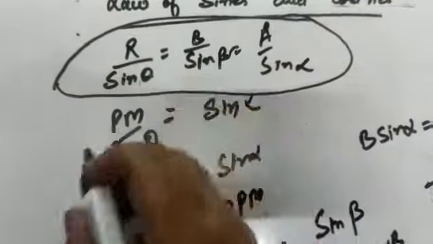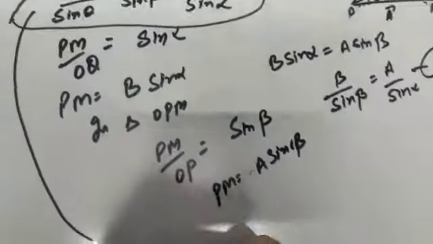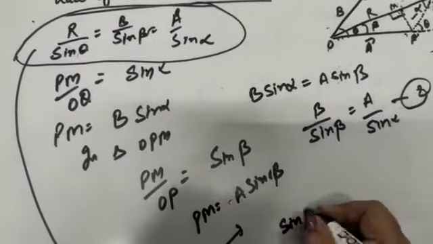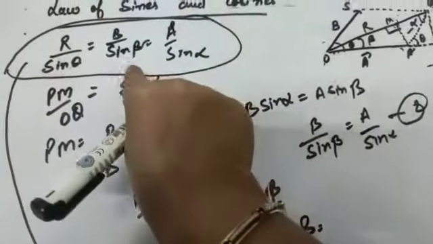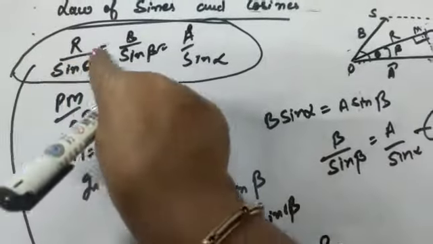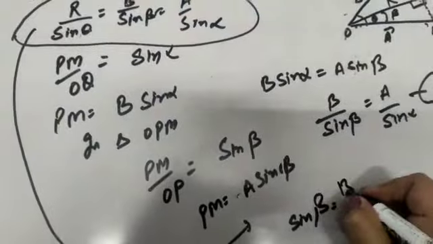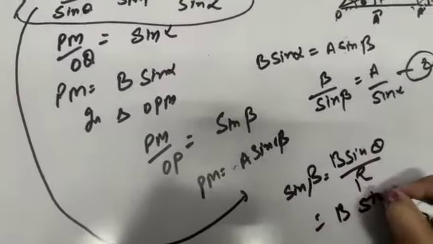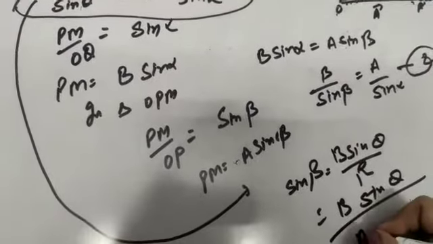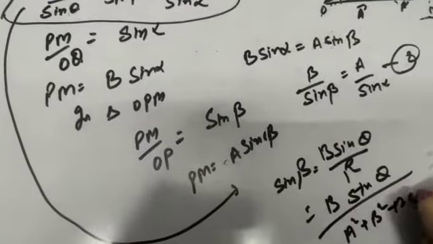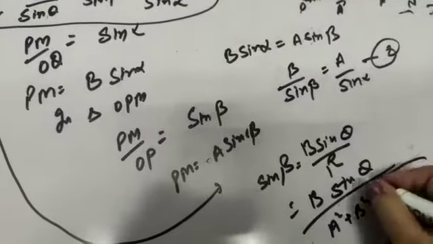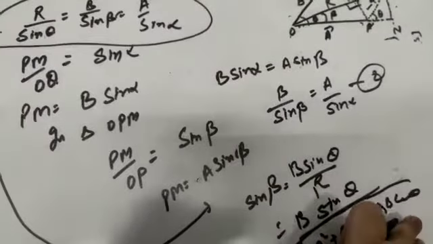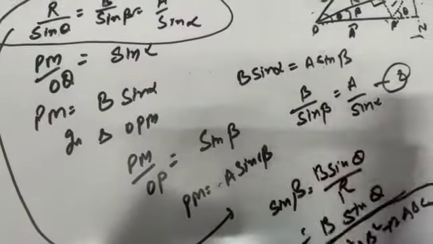From this we can write sine of beta is equal to B sine theta upon R, where R is the root of A squared plus B squared plus 2AB cos theta. So this is our law of sines. This is what we have calculated.